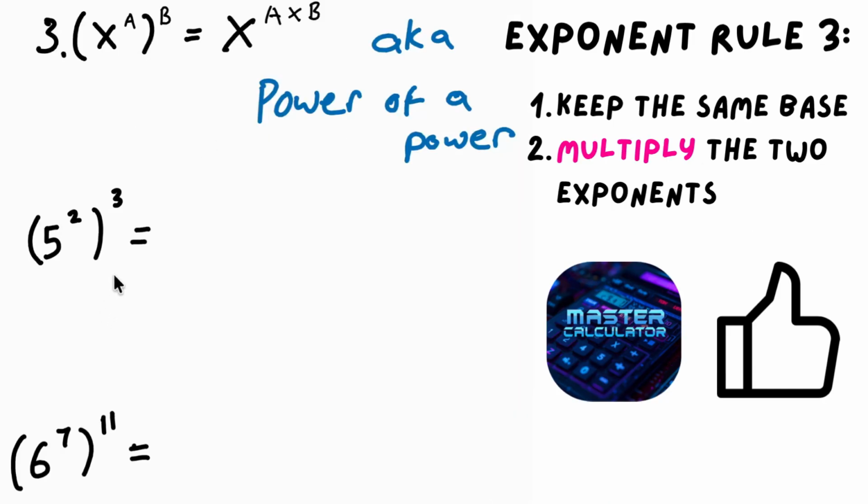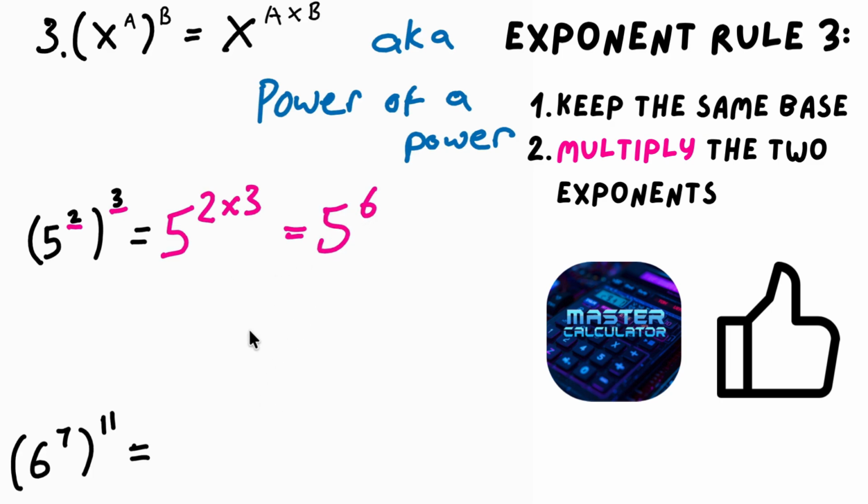Okay, let's look at the third exponent rule. x to the power of a to the power of b is equal to x to the power of a times b. This is also known as the power of a power rule. So let's take a look at these two examples. First one, 5 to the power of 2 to the power of 3. So basically what we have to do is 5, then the two exponents, multiply them together, 2 and 3. So 5 to the power of 2 times 3, which is the same as 5 to the power of 6.